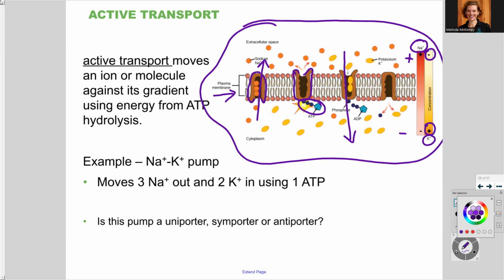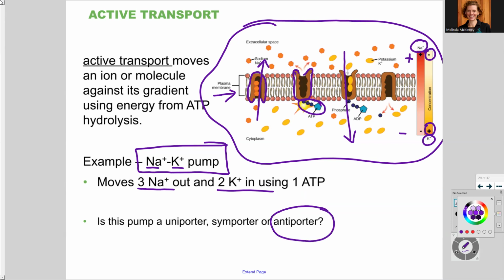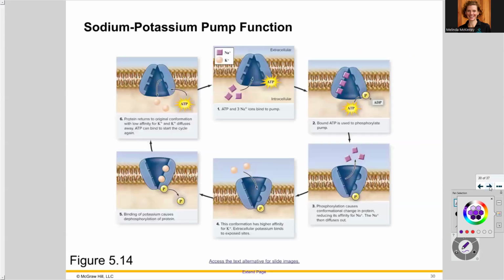Okay. And this example is a sodium potassium pump. Okay. So sodium, potassium, they're both positive ions. They're being moved in opposite directions. So it's an antiporter. Every time it goes through the cycle, it's moving 3 sodium ions out and 2 potassium ions in. So again, this is an antiporter, and it's very important for establishing electrochemical gradients, which are going to be important for sending nervous signals in the body.